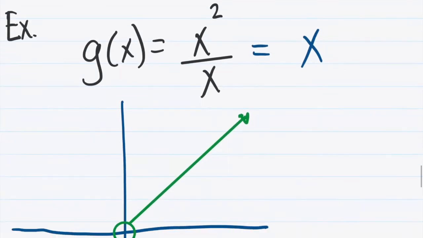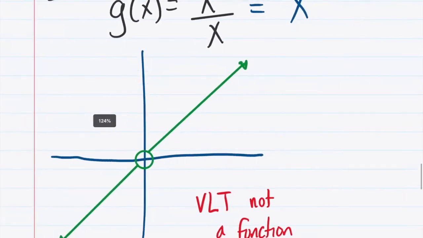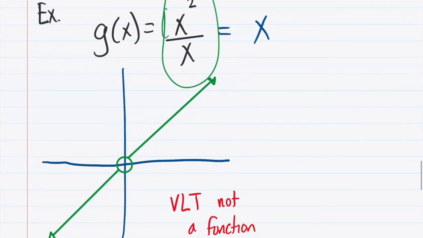Let's look at this one. g of x equals x squared over x. Now, I know x squared over x could be simplified into just x. And the graph of y equals x is just a diagonal line, as you see in the picture.